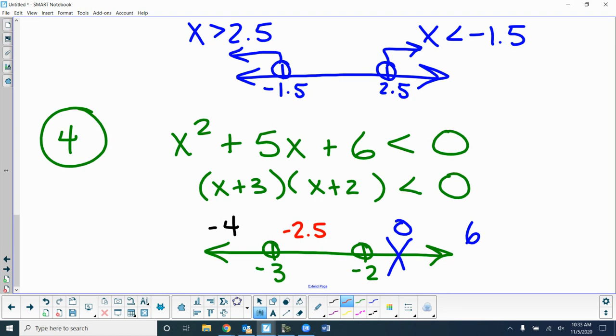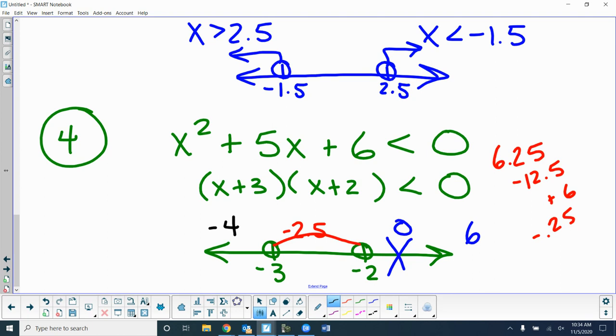-2.5 squared is positive 6.25. 5 times -2.5 is -12.5. And plus 6. So minus and plus 6. So I'm just going to add the 6's together. 6.25 plus 6 is 12.25. Minus 12.5 would be -0.25. Is that less than 0? Yeah. So we connect those.